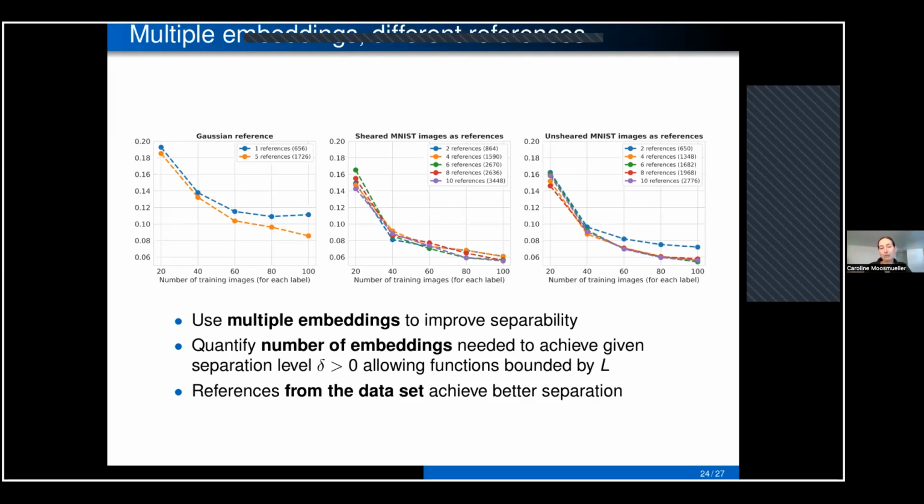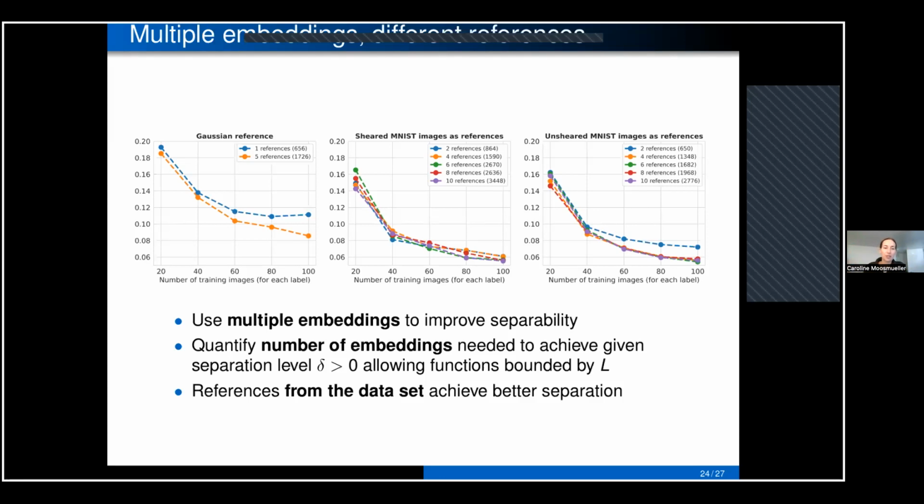But it can be worth it in certain circumstances, when you know, for example, that you have a very large set of functions, right? So the two classes have been created by a very rich set of functions, and one embedding might not be good enough to separate those. So if you use two reference distributions or multiple reference distributions, you're creating a higher dimensional embedding space, which means the classification will be easier.